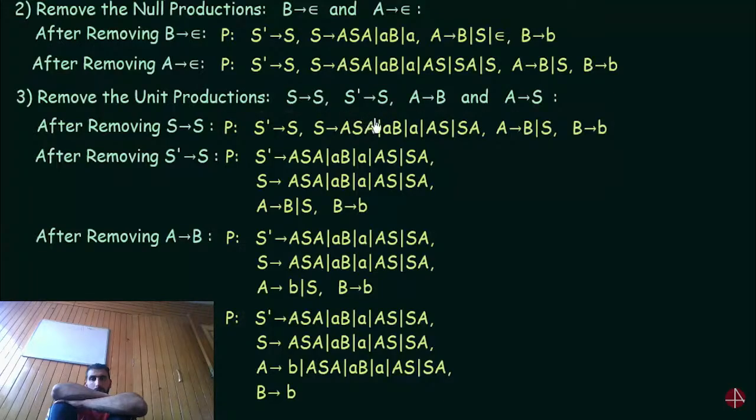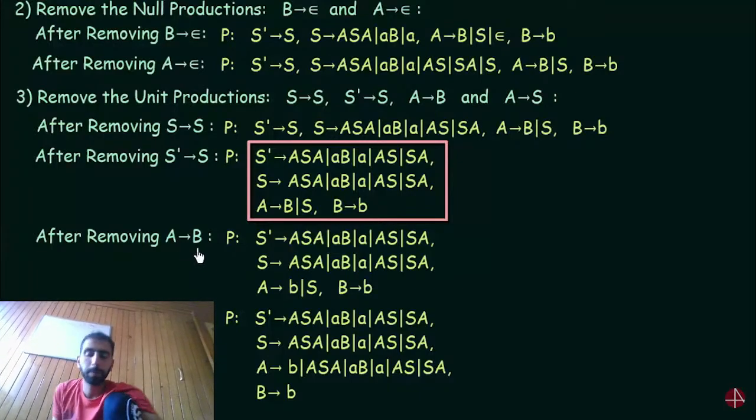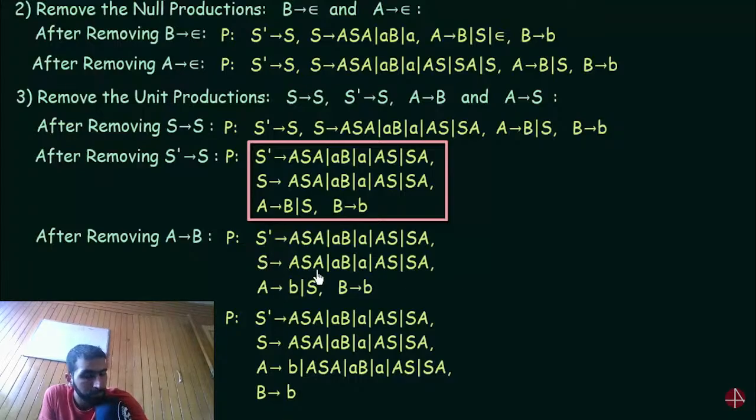Okay, so we are done with this, and now the third one we have to remove is A gives B. In order to remove A gives B, let us check the latest production that we have, and I want to remove A gives B. So what can I replace B with? We see that B is giving small b, so I will replace A gives B with A gives small b. S dash and S will be the same as they are, and here A gives BS. So instead of this B over here, I will replace it with small b. So A gives small b and S, and B gives b remains the same.